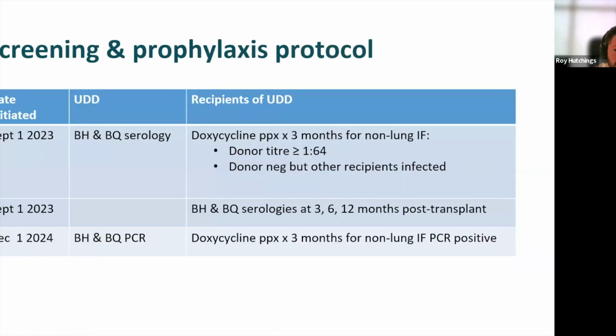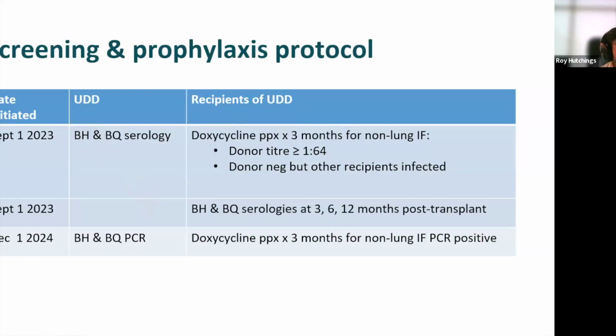So how can we prevent infection? Our center developed a protocol in 2023, and I've shown the protocol here. It's a little bit confusing when I first learned it, but I wanted to try to explain it here. So on September 1st of 2023, all unhoused deceased donors were tested prospectively for Bartonella henselae and Bartonella quintana. So BH represents Bartonella henselae and BQ represents Bartonella quintana.